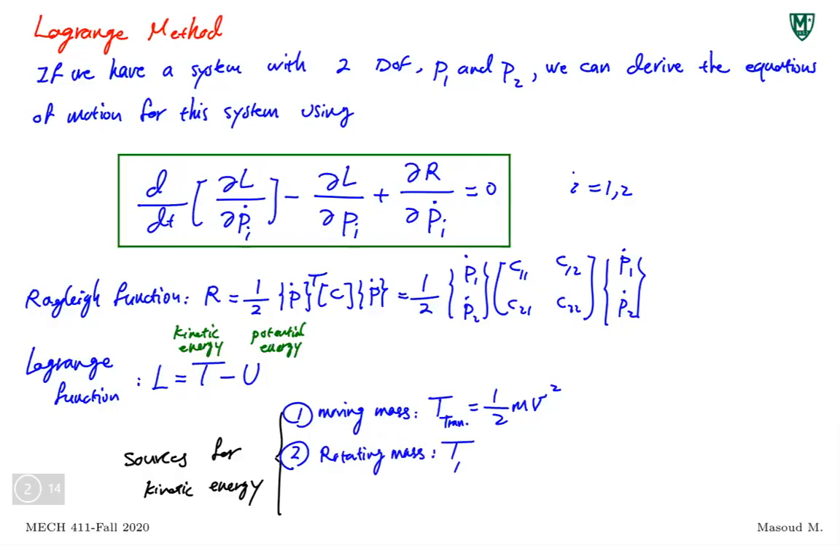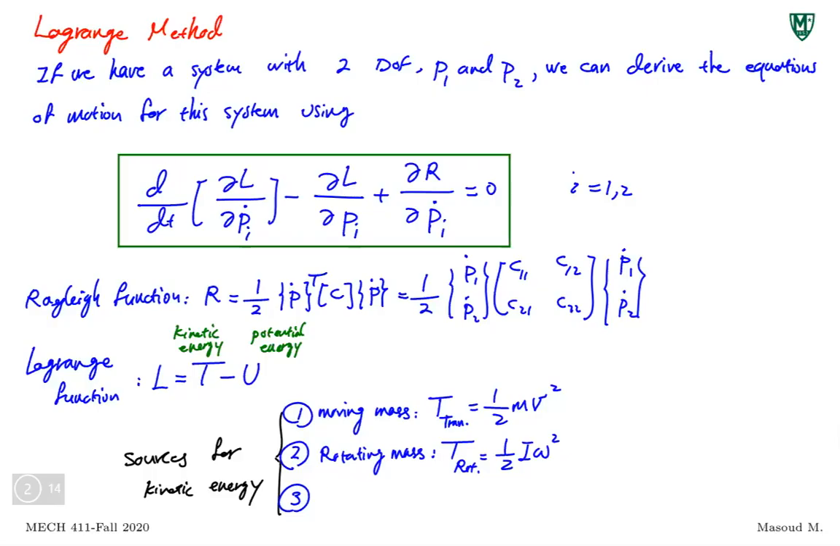We'll call this T rotation. So 1/2 I, the mass moment of inertia, omega squared. Now, omega is basically just theta dot, the derivative of theta. It's going to be angular velocity. And then we had the third situation, where we had a mass that is both moving and translating.